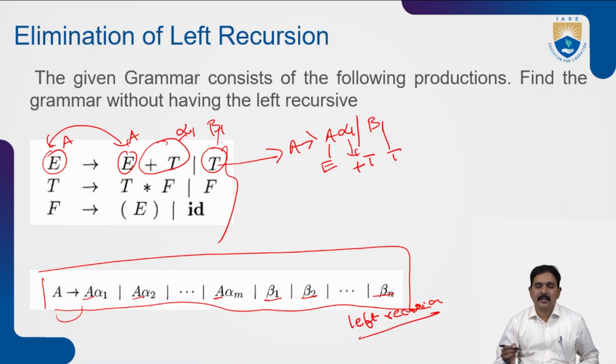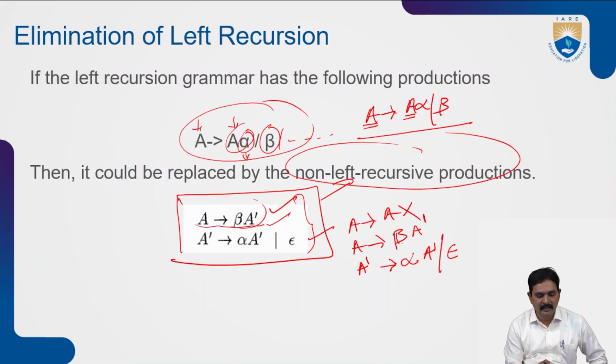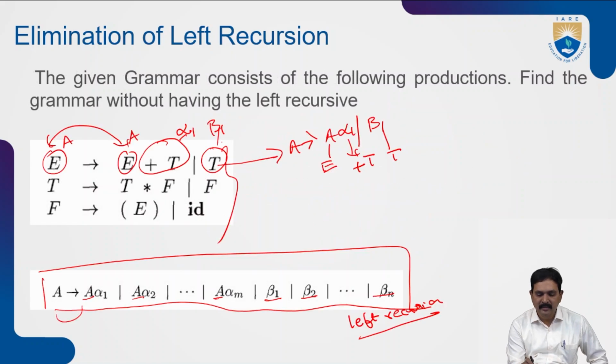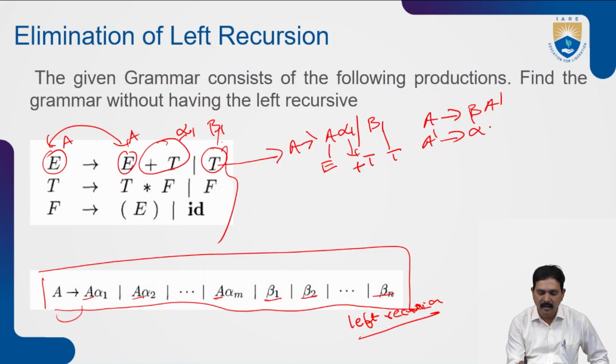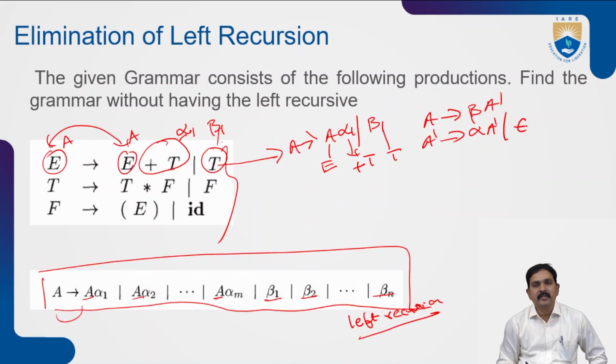Then, after removing this left recursion, what happens? Before that, try to recall the syntax: A implies beta A dash, and A dash implies alpha A dash slash null. You can apply this syntax. First, the syntax is A implies beta A dash, and again A dash implies alpha A dash slash null. We should remember these two.